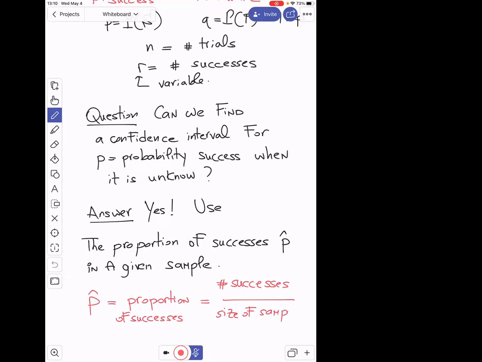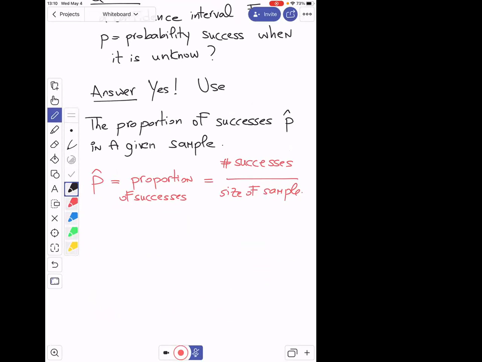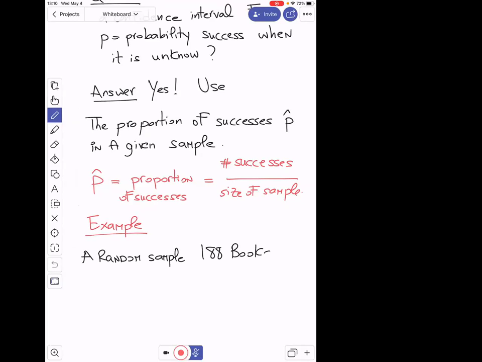So for example, let's say we have a random sample of 188 books bought at a bookstore, and suppose 66 books were murder mysteries.